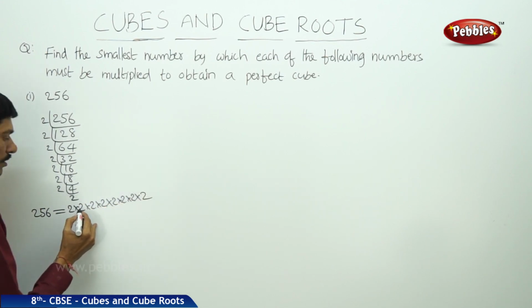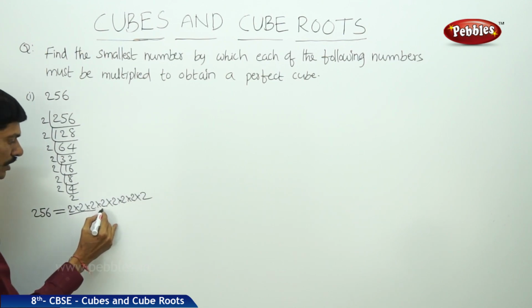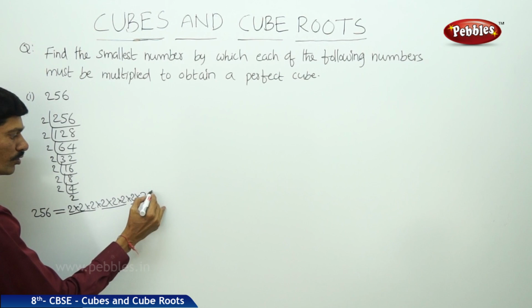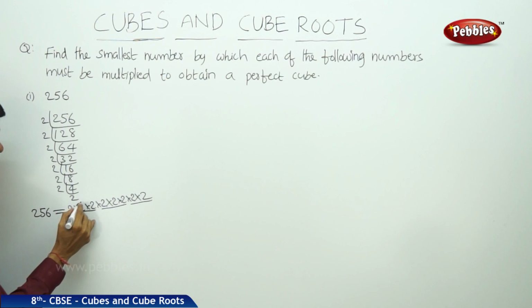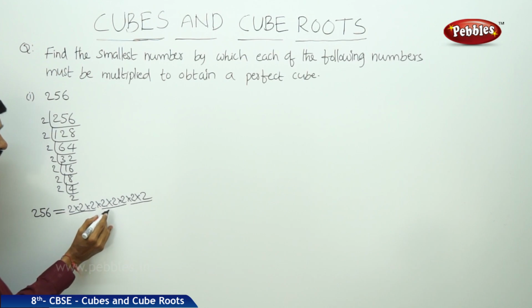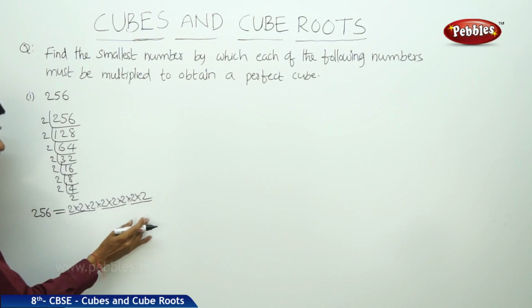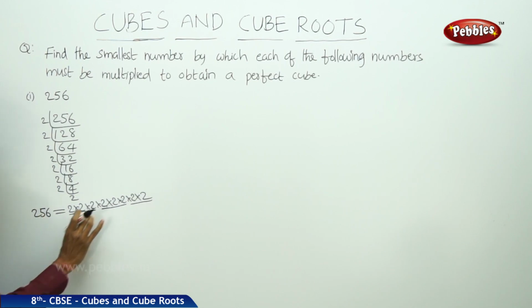So if you make the groups of 3, then first 3 in a group and next 3 in a group, but in the last group only 2 2's are there. So we need one more 2 to make it a perfect cube. In the first group there are 3 2's, and even in the second group there are 3 2's. But whereas in the third group there are only 2 2's. So we need one more 2 to make it a group of 3. Then the given number 256 must be multiplied by 2 to make it a perfect cube.